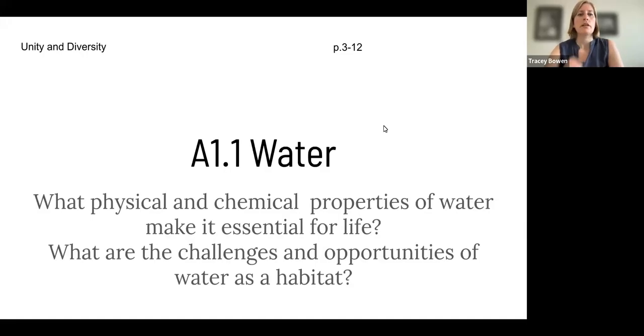This unit that we're going to be looking at is A1.1, which focuses on water. And we're going to be looking at the theme of unity and diversity. So thinking about the physical and chemical properties of water, how is it used similarly and differently in different organisms? How does it act similarly and differently in different situations? And then what are the challenges and opportunities of water as a habitat?